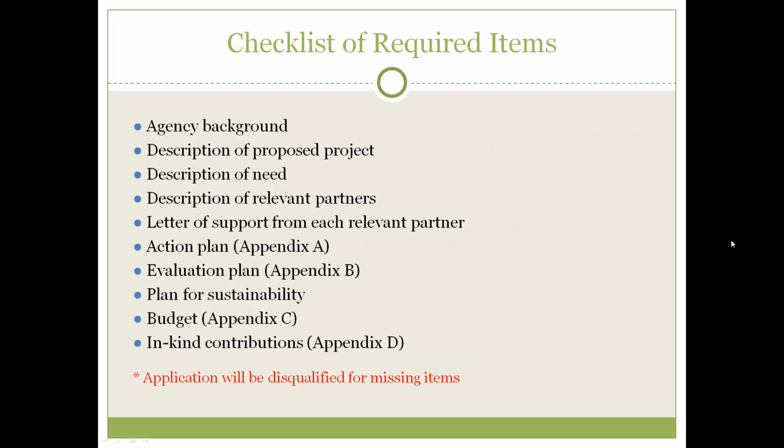The checklist of required items: all of these items need to be in your application or it will be disqualified. Agency background, description of your proposed project, description of need, description of relevant partners, letter of support from each relevant partner, action plan, evaluation plan, plan for sustainability, budget, and in-kind contributions. Just keep in mind all of those need to be in your application or it will be disqualified.